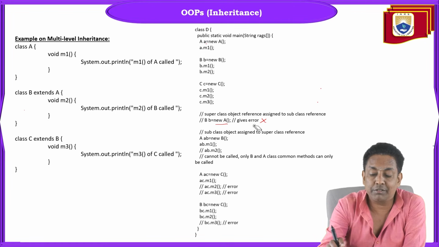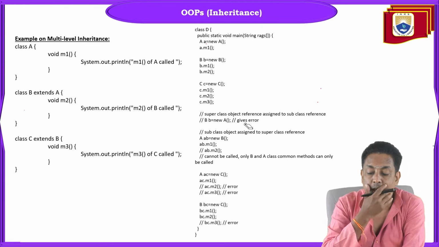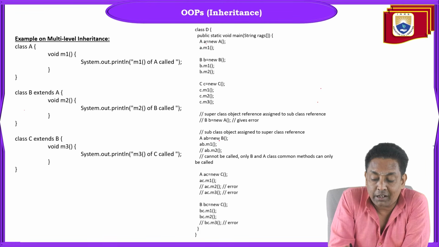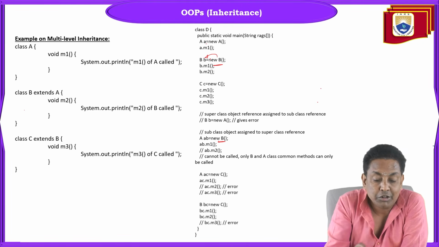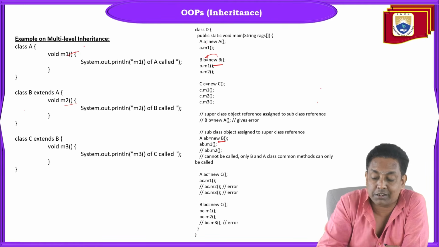The compiler immediately gives an error. Okay, so what did we do next? Here, a B class object is created. Previously, a B class object was created and the reference was taken into the same B class reference, so both M1 and M2 methods got accessed.